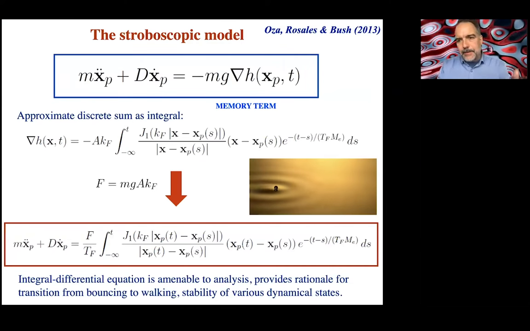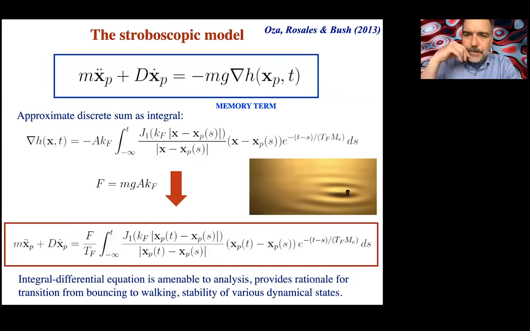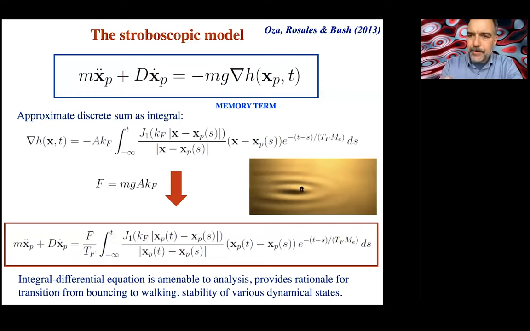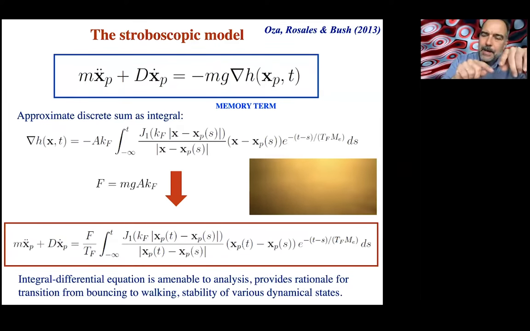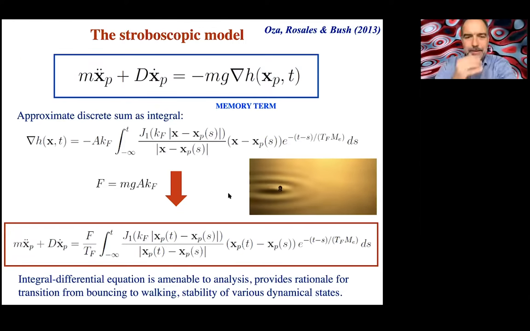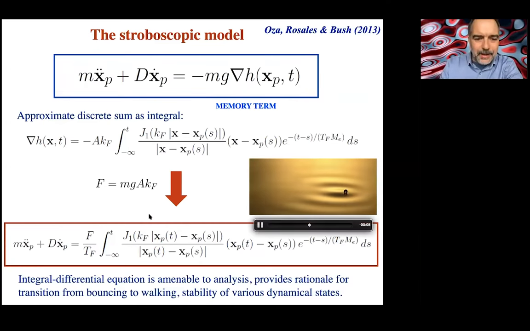Okay, and by averaging our trajectory equation, we have developed the so-called stroboscopic model, which describes the dynamics in the strobed frame. So here you're basically making the assumption that instead of discrete impacts, the drop is continuously releasing waves as it moves along its path. And because we now have an integral instead of an infinite sum, you can do some analysis.